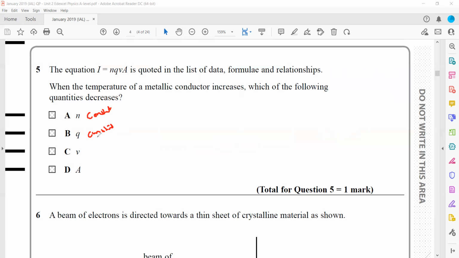Drift speed: when we increase the temperature, whether it is a conductor or semiconductor, the particles move randomly, so the drift speed will decrease. And when we increase the temperature, if the wire expands, the area increases, but we assume that the area also remains constant. So C is the right answer: an increase in temperature will reduce the drift speed. And this drift speed will decrease for conductors as well as semiconductors.